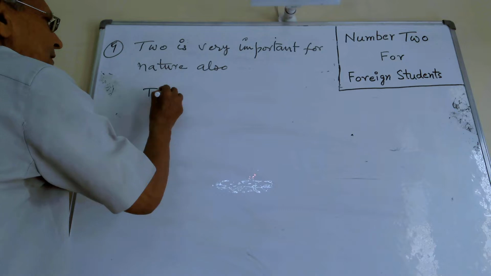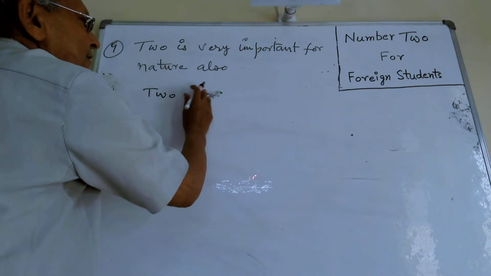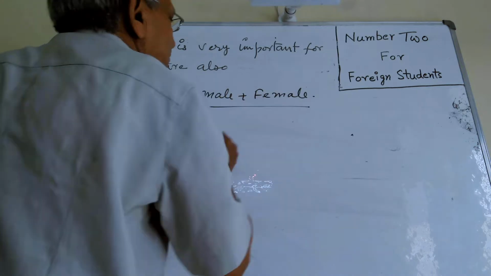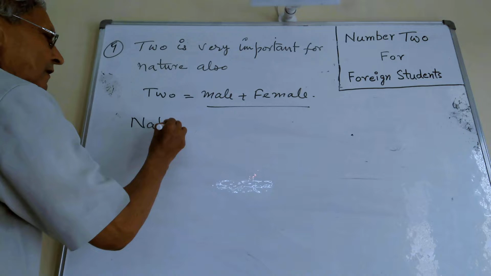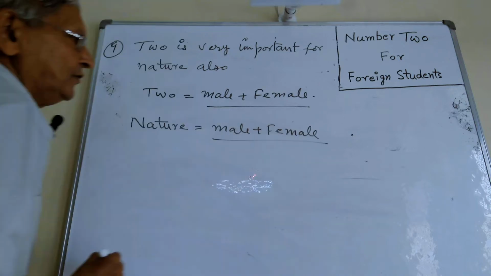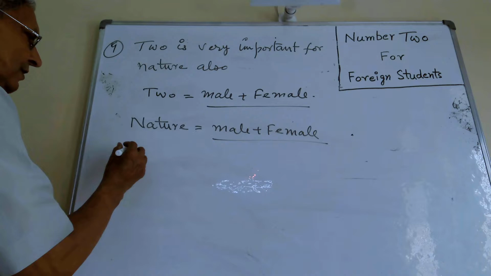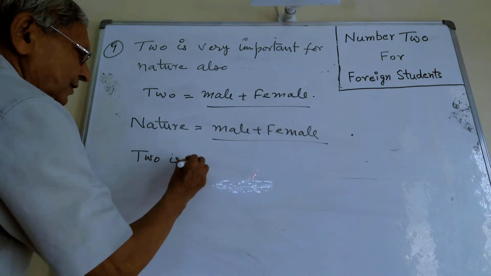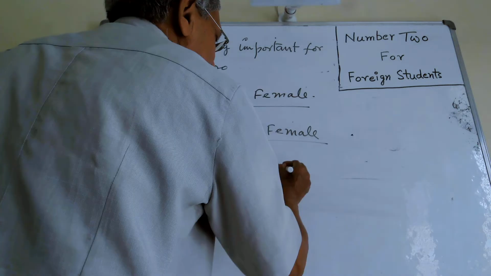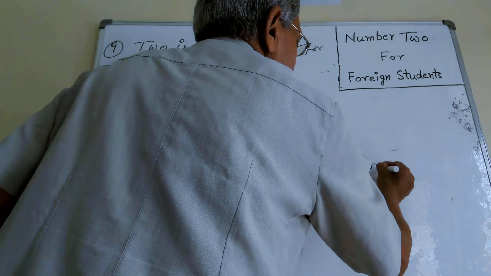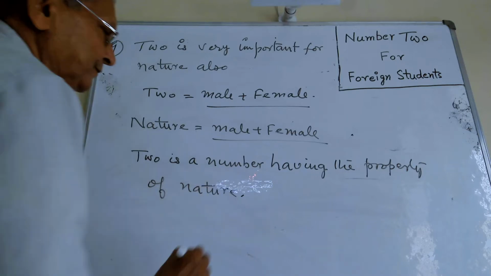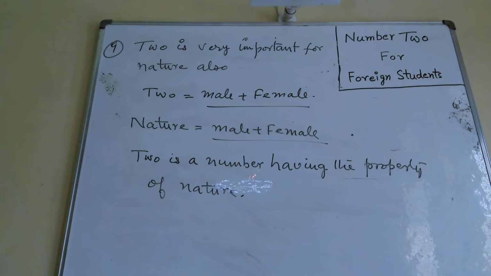Here 2 is equal to nature. 2 is a number having the property of nature. So these are the 9 properties of the 2.